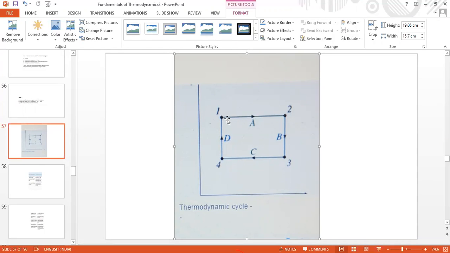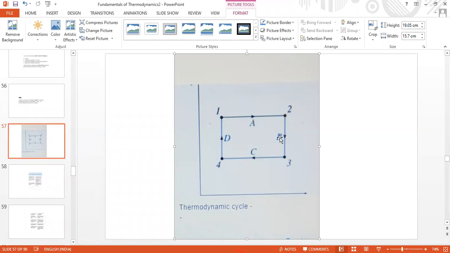That means the area 1, 2, 3, 4, 1 is the net area of the cycle, and this gives the work output of the cycle. In that way, integral PdV has to be understood. And at this point, when a thermodynamic cycle is discussed, the integral PdV has importance, because integral PdV has its importance while discussing a cycle.